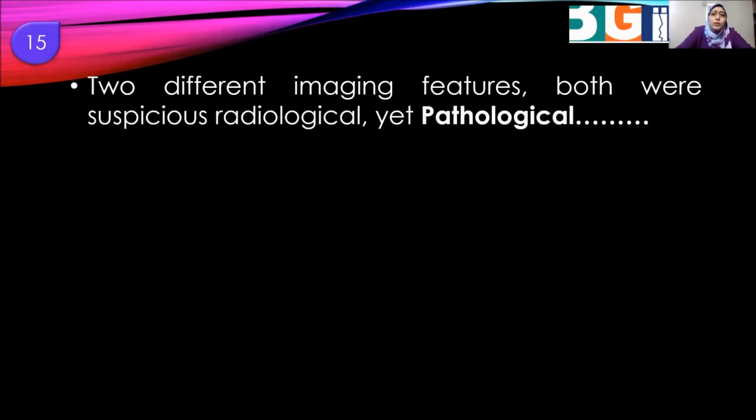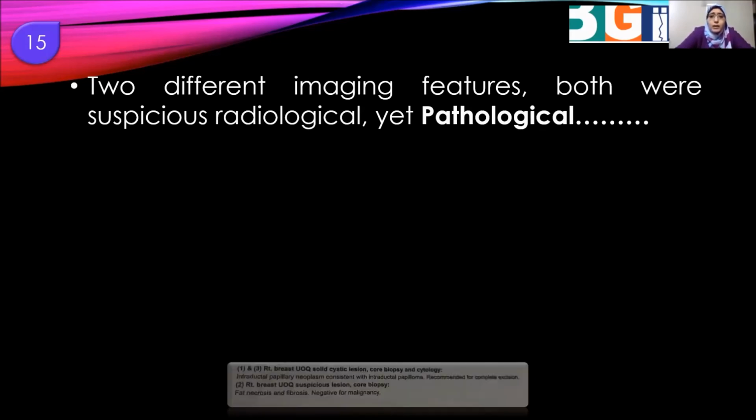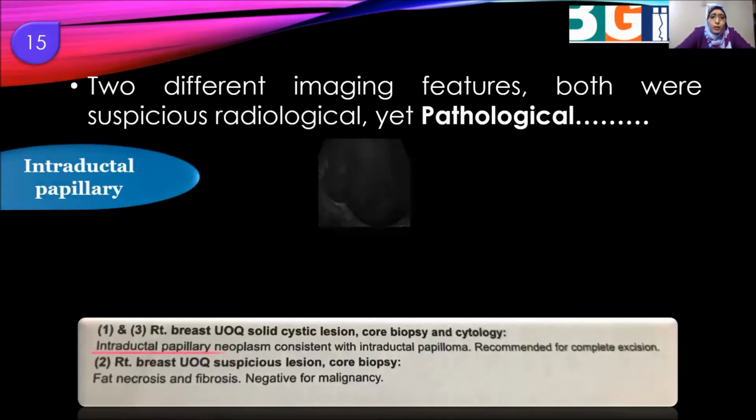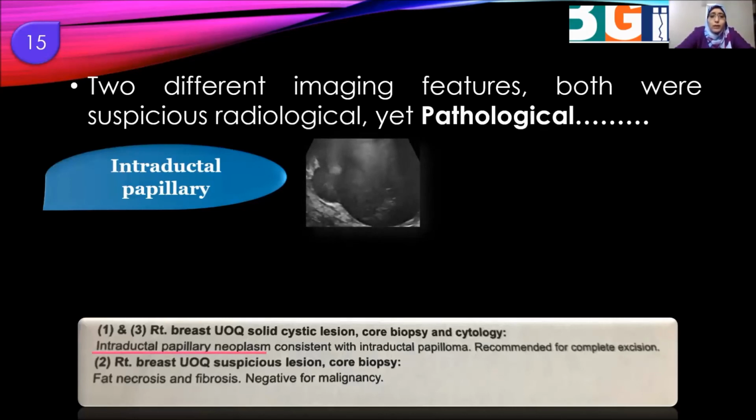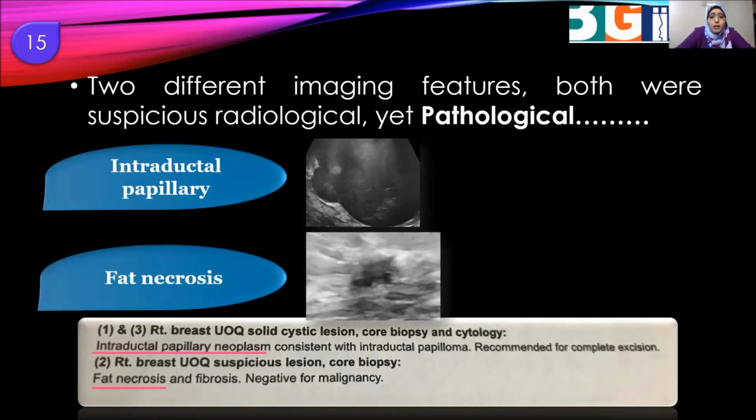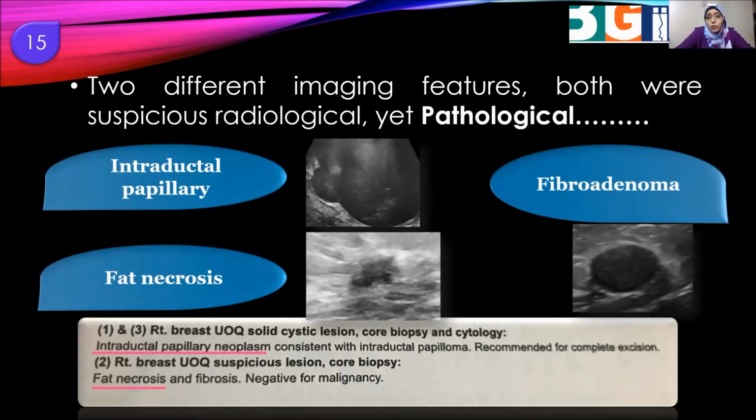So here we have two different imaging features in one breast, and both were suspicious radiologically and reported as BI-RADS 4. Yet pathologically, we found that the right breast complex lesion proved to be an intraductal papillary neoplasm, and the other lesion here proved to be fat necrosis and fibrosis, while the contralateral breast lesion was a fibroadenoma. So here we are faced with three different pathological diagnoses in the same patient.